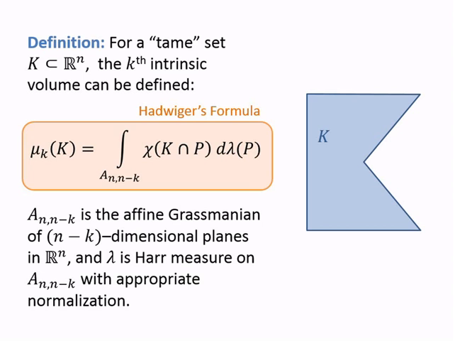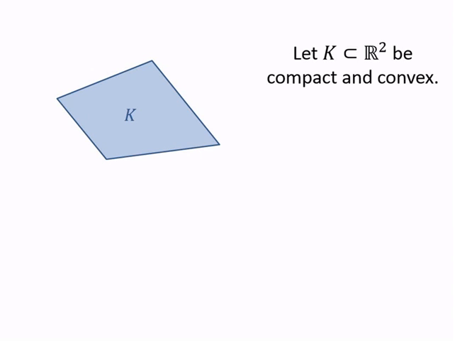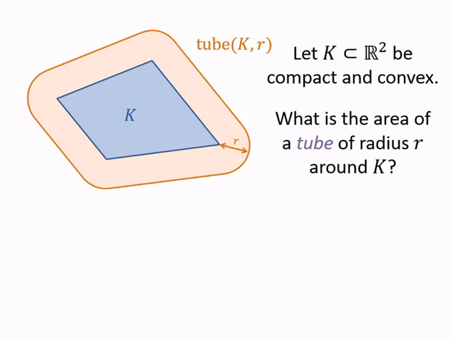The intrinsic volumes also show up in a rather different context. This is, in fact, how they're often defined for convex compact sets. Suppose I have a convex compact set in the plane, and suppose I look at a tube of radius r around this set. This just means all the points that are at most distance r from my set K, the tube. And I'd like to know, what is the area of this tube? Well, let's think about this. Since this is a two-dimensional set, mu of the tube is the area of the tube.